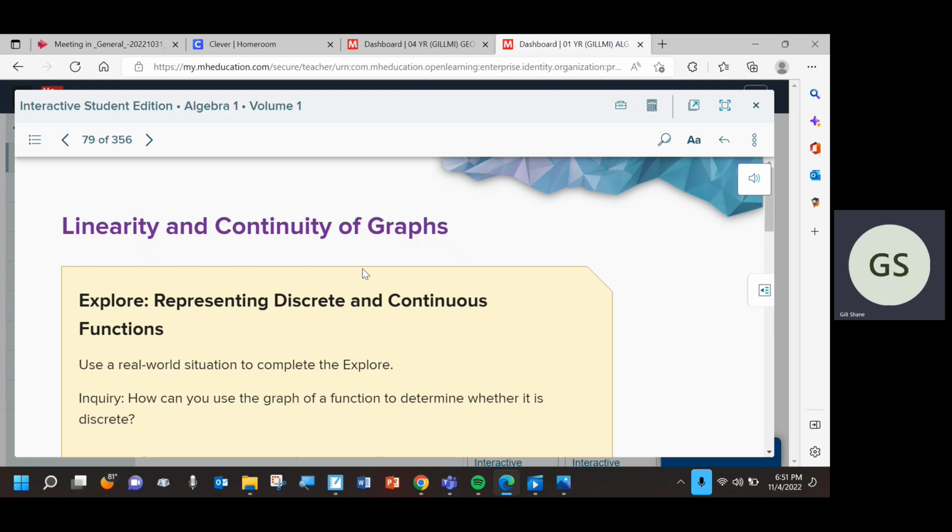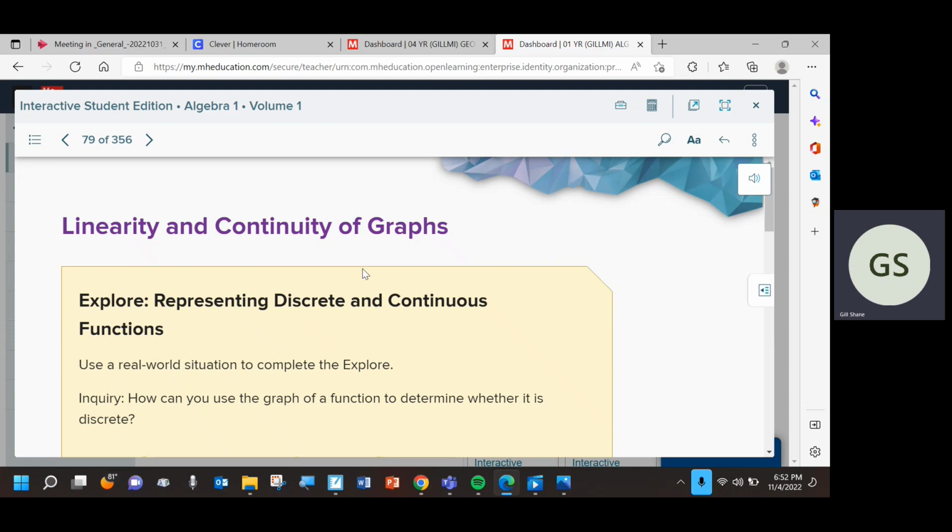We're still dealing with functions. We just had our quiz on how to tell if a set of data, a relation, is a function or not. We also talked about how to evaluate a function, whether it be an equation or a graph, and we talked about domain and range. So this is the next lesson in that topic.